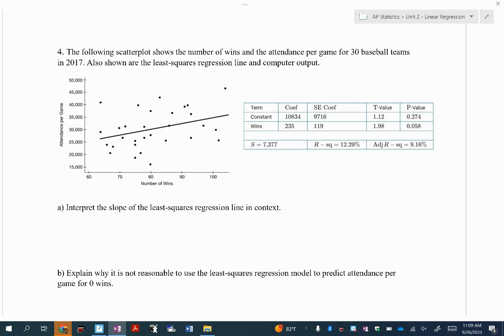So here we go. We're looking at essentially a scatter plot that shows the number of wins and the attendance per game for 30 baseball teams in 2017. Basically, they're saying the number of wins is going to explain the attendance per game. That kind of makes sense as someone who watches baseball. Usually the teams that are playing well and winning are going to have more people attend those games. The teams that are playing poorly or not set up to win games are going to have fewer people turn out for the game. So interpret the slope of the least squares regression line in context.